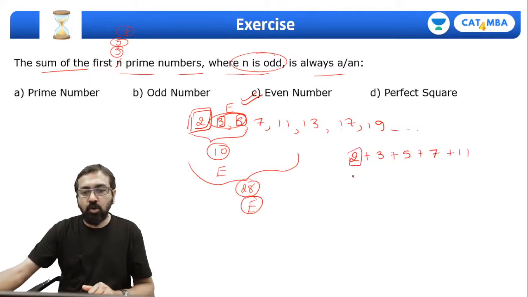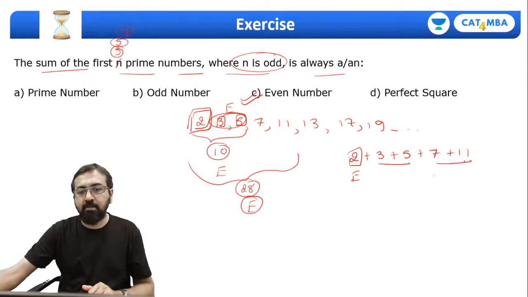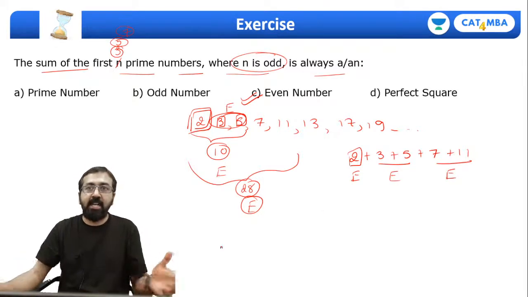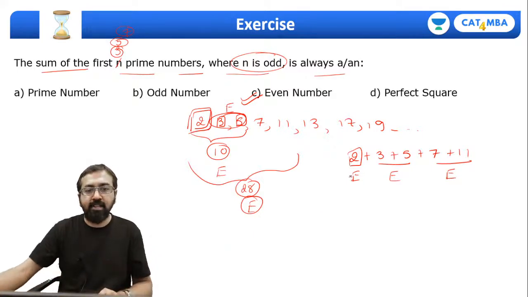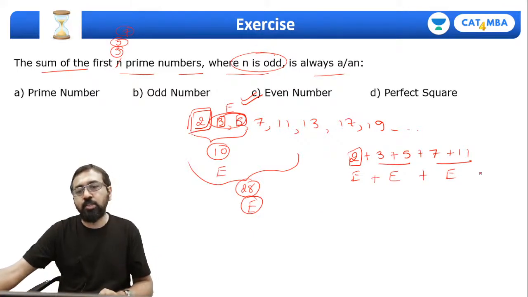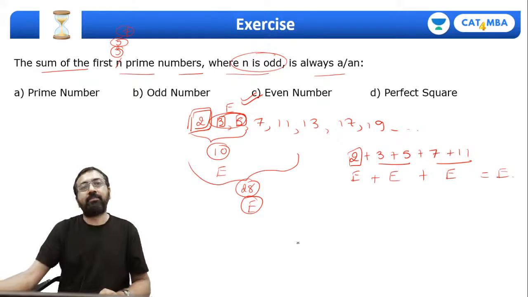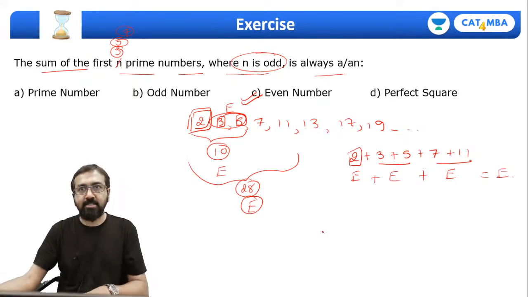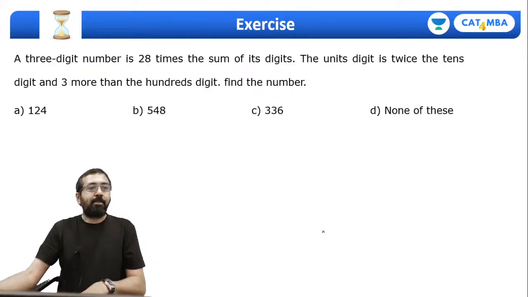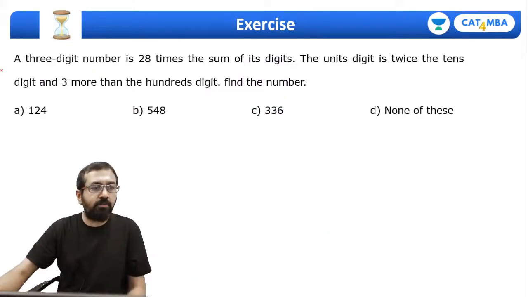This 2 is already even, and each of these prime numbers will make an even number pair. Each of these pairs will add up to an even number, right? So that's why the summation is always going to be an even number. Have you all understood this? Right. Okay, great guys. Yeah, so try for this question now.